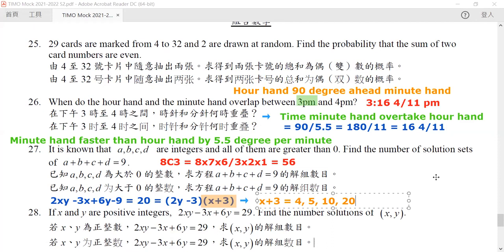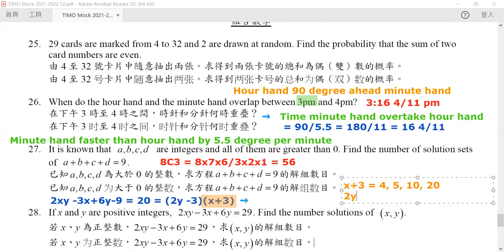Now for this, we know that 2y minus 3 will be equal to 5, and then 4, and then 2, and then 1. But notice that 2y minus 3 cannot be equal to 4 and 2. Why? Because this one is an odd number, right? So it cannot be equal to 4 and 2, and hence x plus 3 cannot be equal to 5 and 10, and hence there are only 2 different ways of doing this: when x is equal to 1 and when x is equal to 17.